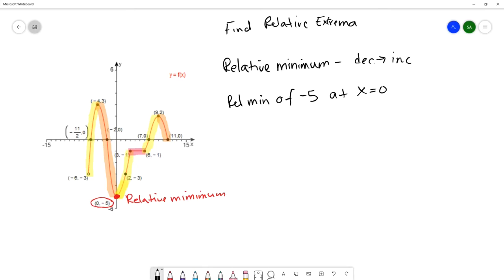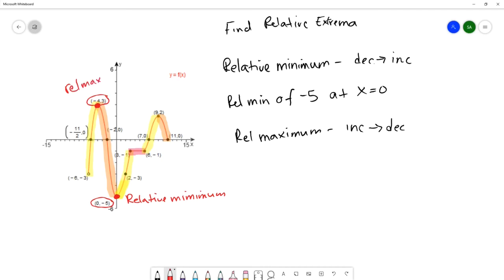And then we want to find relative maximum. And a relative maximum is going to occur when you have a change from increasing to decreasing. So you can see right here on the left of this point, the y values are increasing, and to the right of that point, they are decreasing. So that creates a relative maximum at this ordered pair.